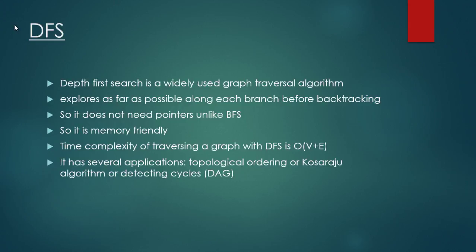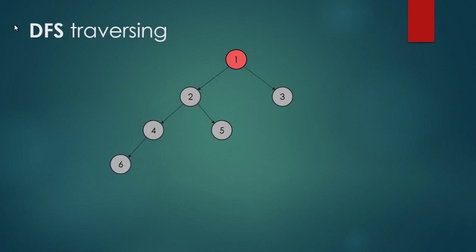And detecting cycles is very important. A directed acyclic graph doesn't have any cycles, and we can detect these kinds of cycles in linear time with the help of depth-first search. So how does it look?